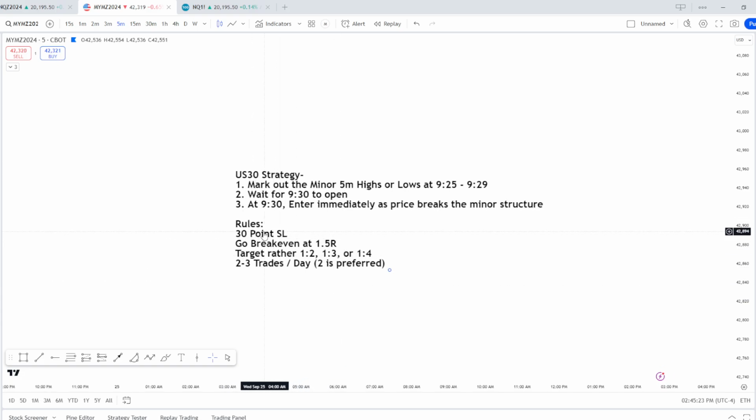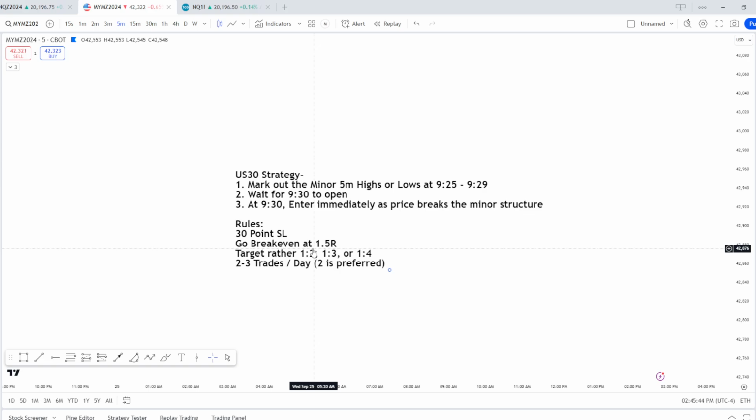We're going to have a 30-point stop loss, and we're going to be targeting either 1 to 2, 1 to 3, or a 1 to 4. I personally go for 1 to 3s. If you're struggling holding your trades or you feel like you've been getting faked out a lot, I would say go for a 1 to 2. You always have to be able to adapt to what the market is giving you.